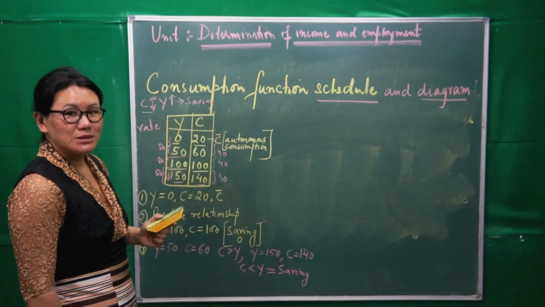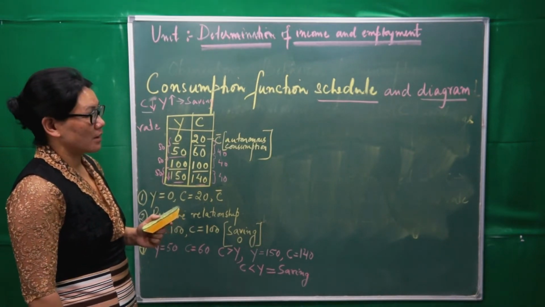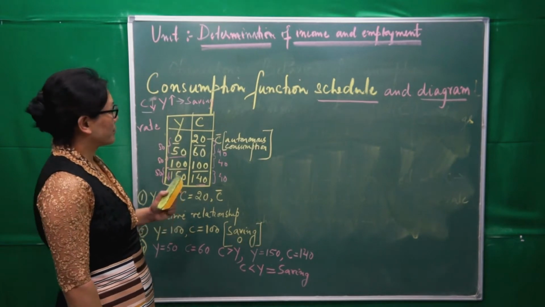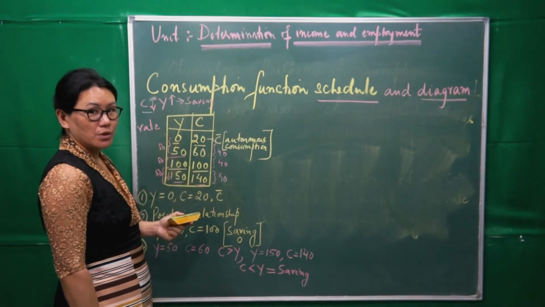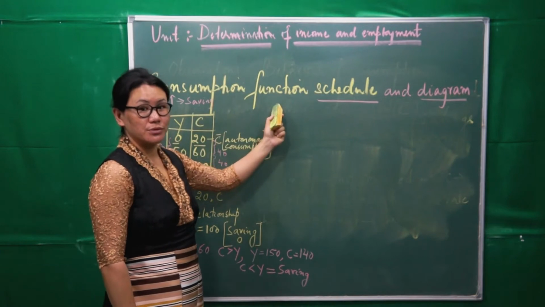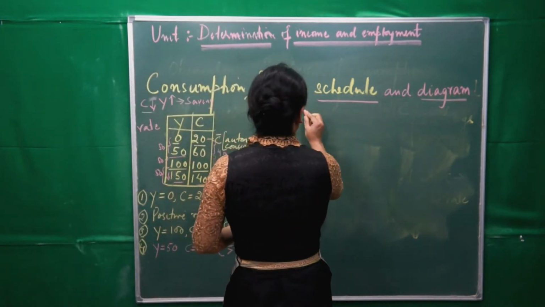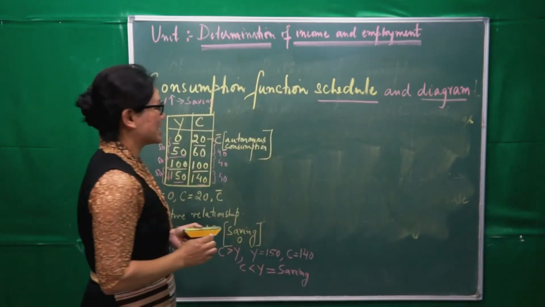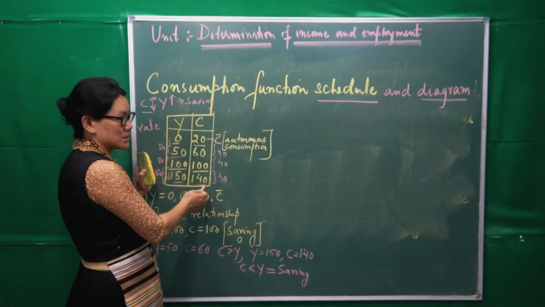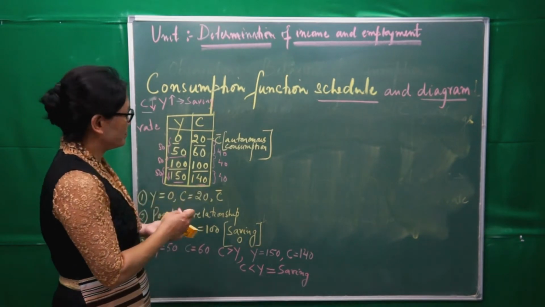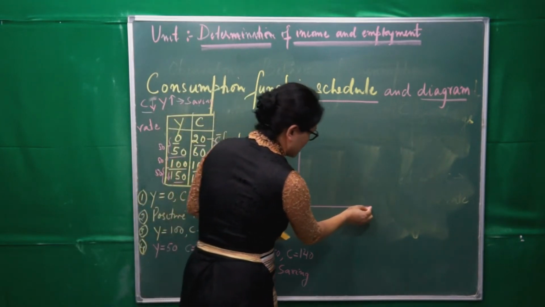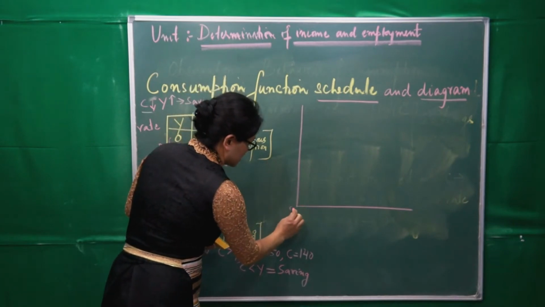Consumption function diagram shows, okay, so I said it shows the relationship between these two. Or we can put it like this: diagrammatic presentation of consumption function. Is that clear? Okay. So under diagrammatic presentation of consumption function, we have to see again the relationship between Y and C. All right?